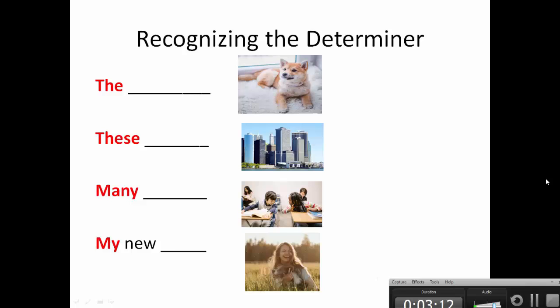Recognizing the determiner. The dog. These buildings. Many children. My new friend.